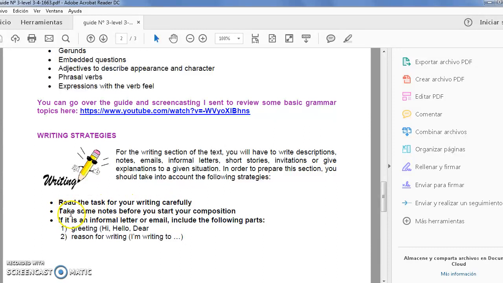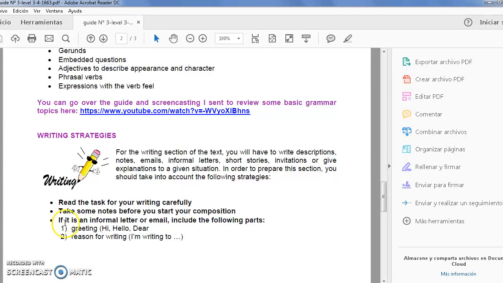The second one is take notes before you start writing your composition. Taking notes is important before writing your composition because it makes you more assertive when you write your composition. You will have some vocabulary, you will have some expressions that you will use, and it will give you more organization in your writing.